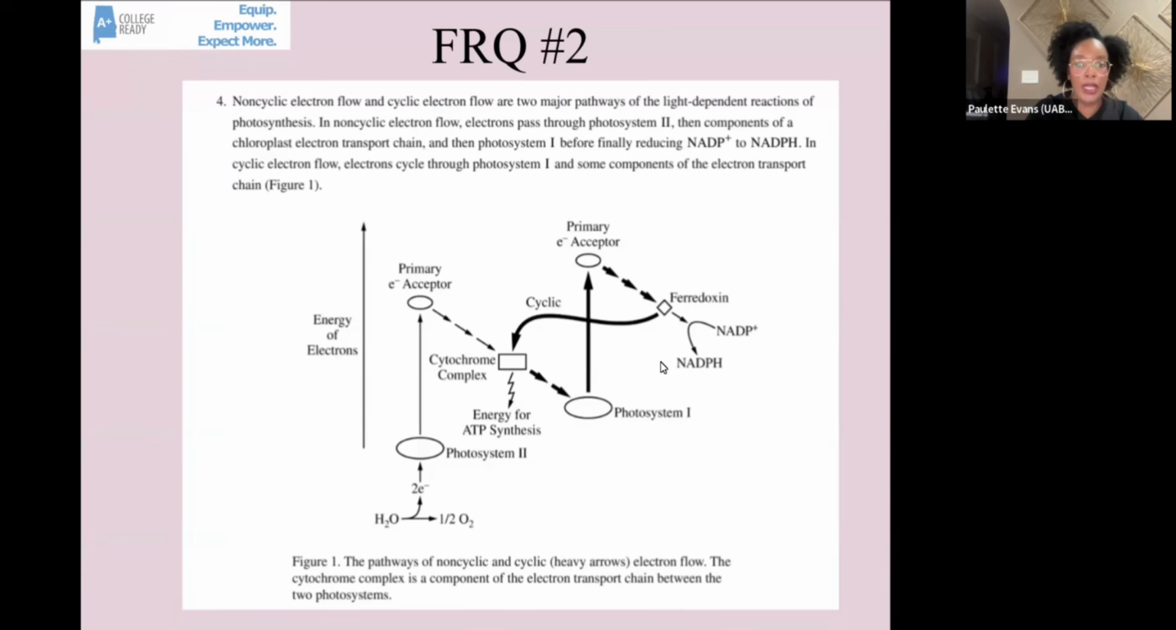Okay, so let's take a look at the questions that go along with this particular figure. And you can see a description of the figure below. Anytime you see figure descriptions, make sure you read those as well.